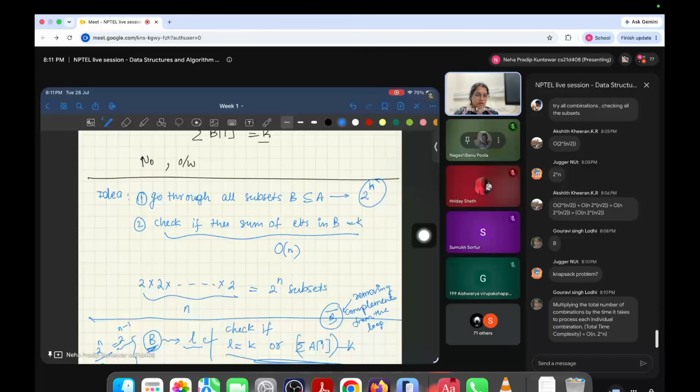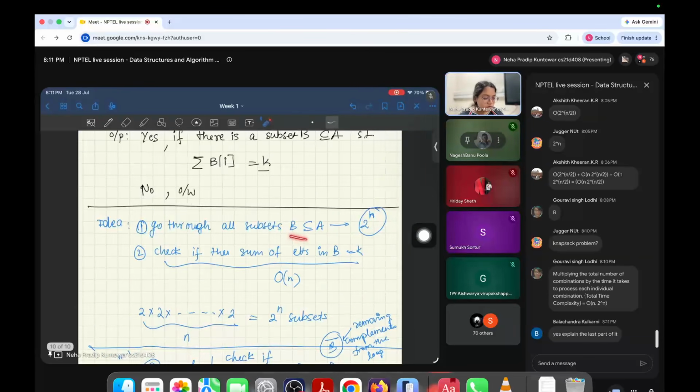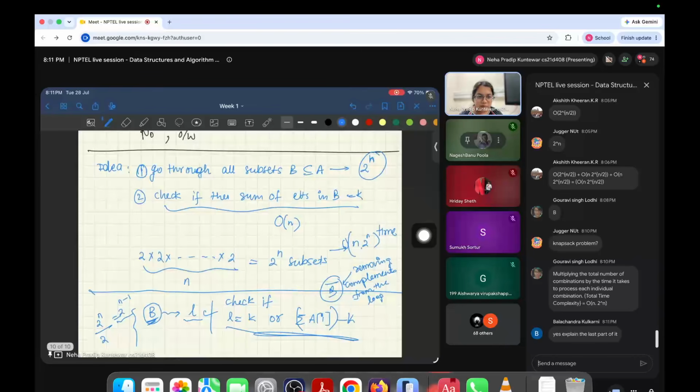Yeah, you're right. So you have 2 to the n subsets, and this was the first brute force algorithm. You go through all possible subsets, right? So there are 2 to the n possible subsets, finding the sum and checking whether it is equal to k takes n time. So altogether this would have taken us n times 2 to the n time. Okay, the question is, can I do slightly better?